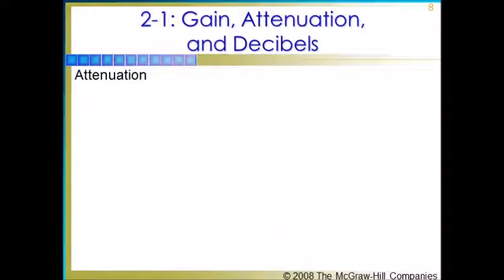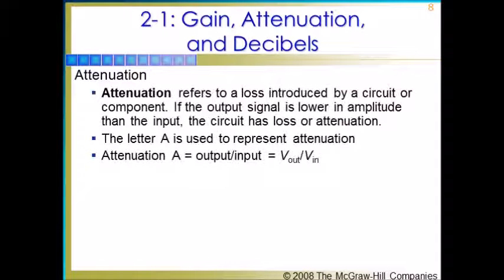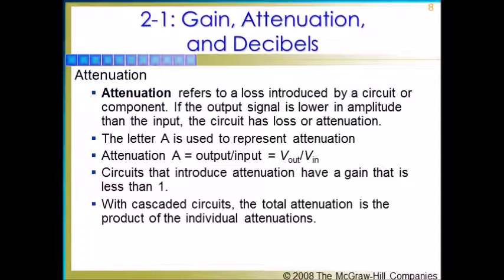Next topic is attenuation. Attenuation is the loss that is introduced by a circuit or its component. Simply put, attenuation is somewhat the reverse of gain. As I said earlier, attenuation is related to gain. That is why it is also represented by the letter A, and it has the same formula, which is the output over input formula. Attenuation is a gain that has a value of less than 1 unit.